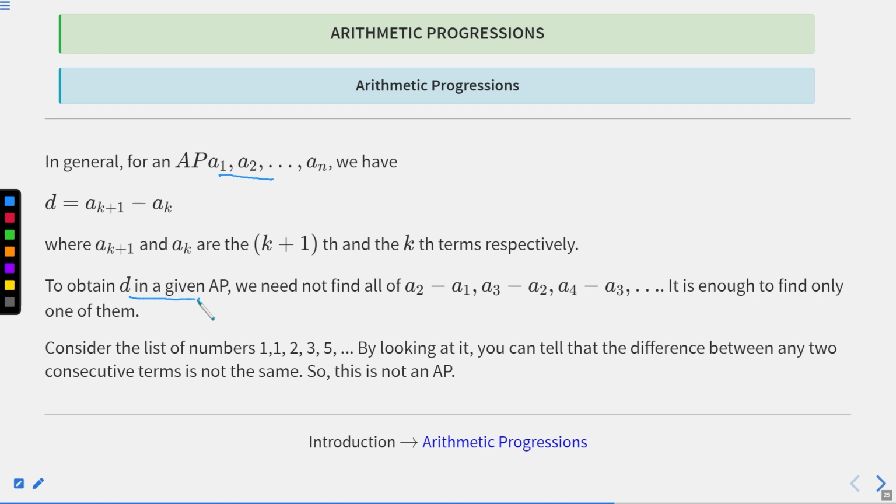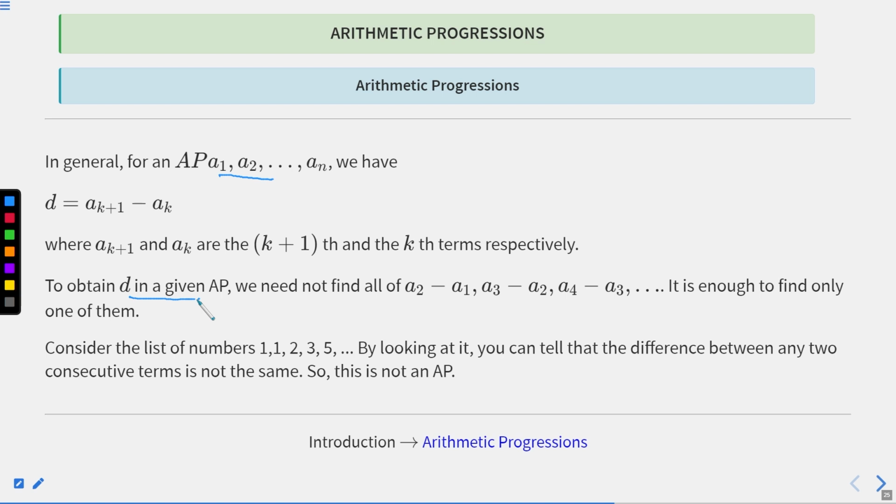If we consider this list of numbers, by looking at it you can tell the difference between any two consecutive terms. A2 minus A1 is equal to 1 minus 1, which is equal to 0. A3 minus A2 is equal to 2 minus 1, which is equal to 1. A4 minus A3 is equal to 3 minus 2, which is equal to 1. And A5 minus A4 is equal to 5 minus 3, which is equal to 2.